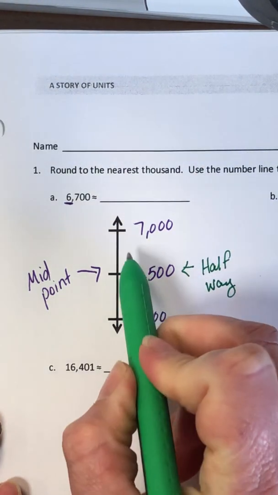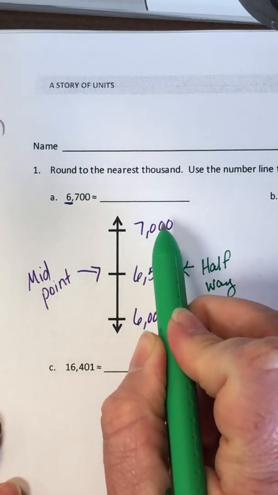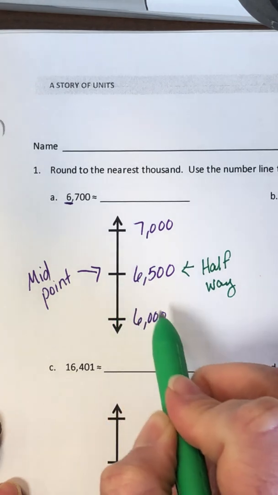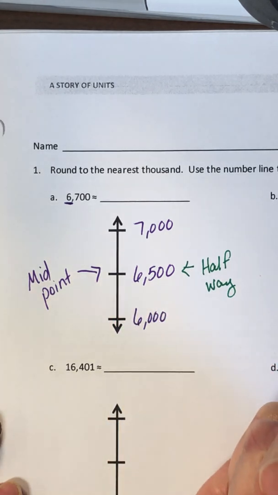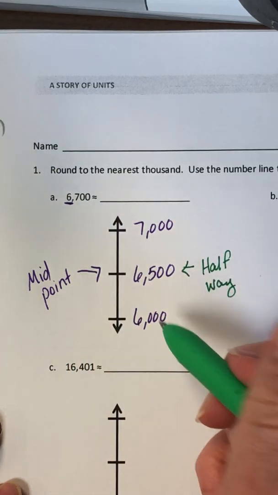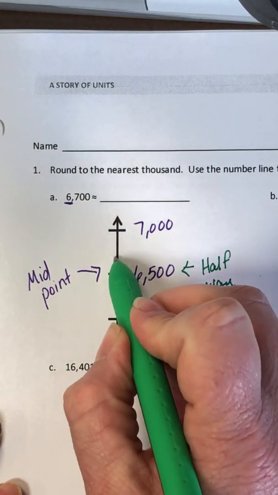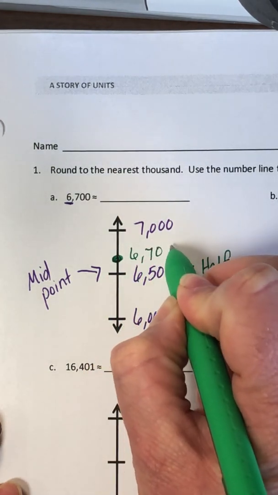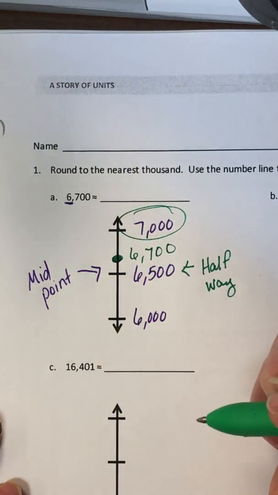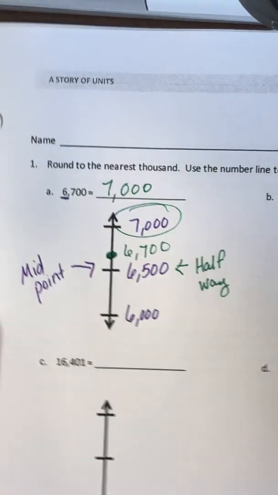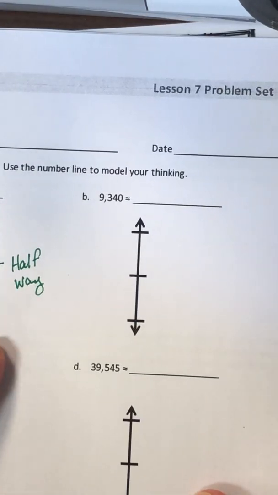Now, if your number is from this point up, it's going to be closer to 7,000. If it's from this point down, it's going to be closer to 6,000. So, looking at this, I have 6,700. Well, 6,700 means that my point is going to go right here. It's going to be closer to 7,000. All right. So moving on to the next one.